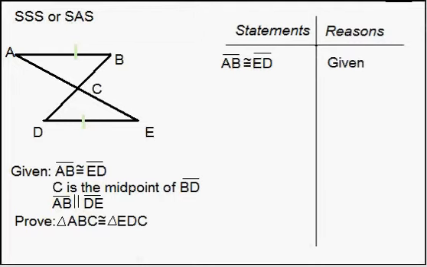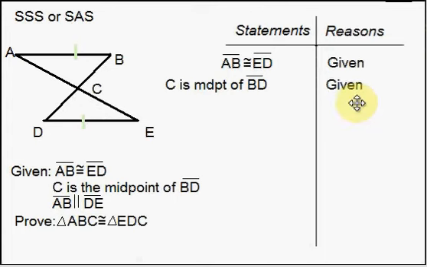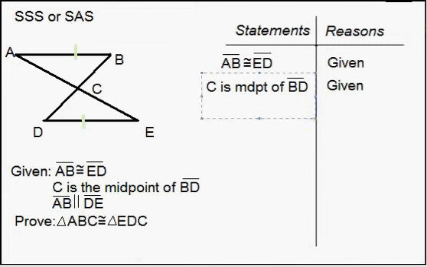Okay, and the next given is C is the midpoint of line segment BD. Okay, oh, let me move that over there. That's also the given. Now what do we know about midpoints? We know that midpoints cut one line segment into two equal parts.